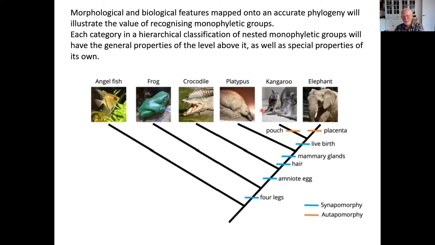One small group of mammals do not give birth to live young. They still lay eggs, and that is the platypus and echidna, both found here where I live. And so on. So if we find a new species of placental mammal, we will know that it should have a placenta, give birth to live young, have mammary glands and hair, four legs and an amniotic egg, even before we look at anything else. So this is like an information retrieval system. This is like a classification of library books. A good classification system tells us a lot about a group of organisms.